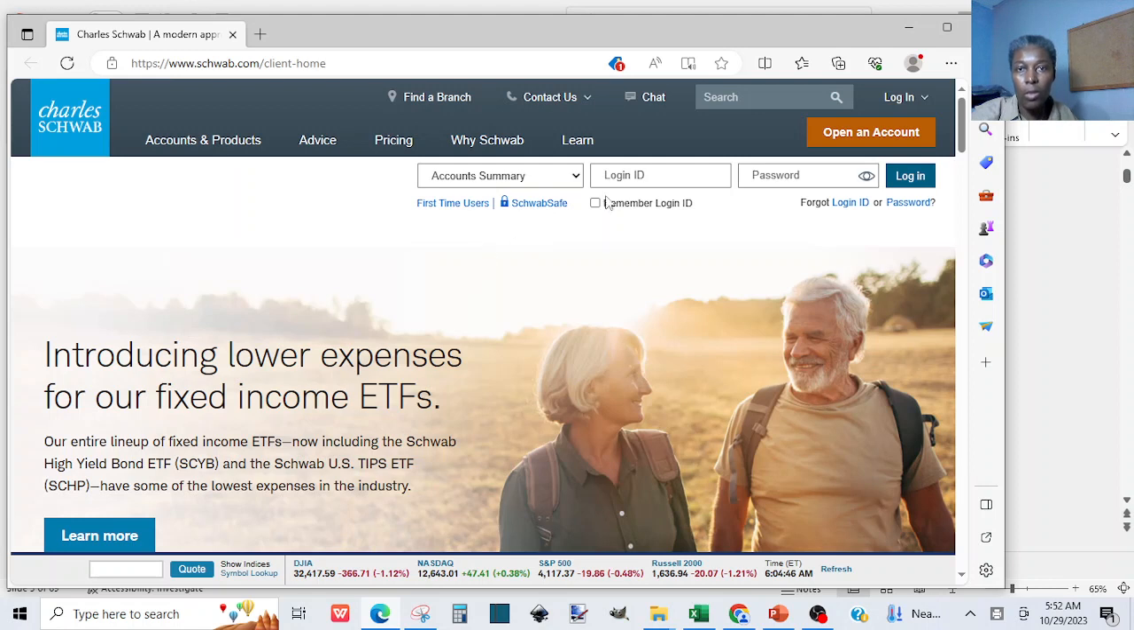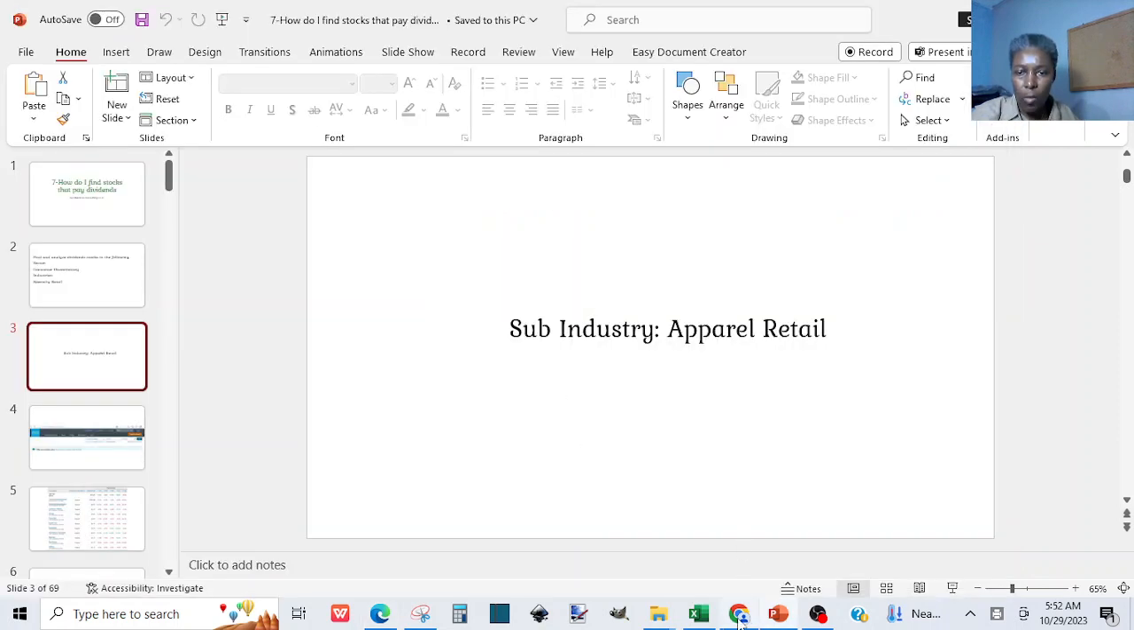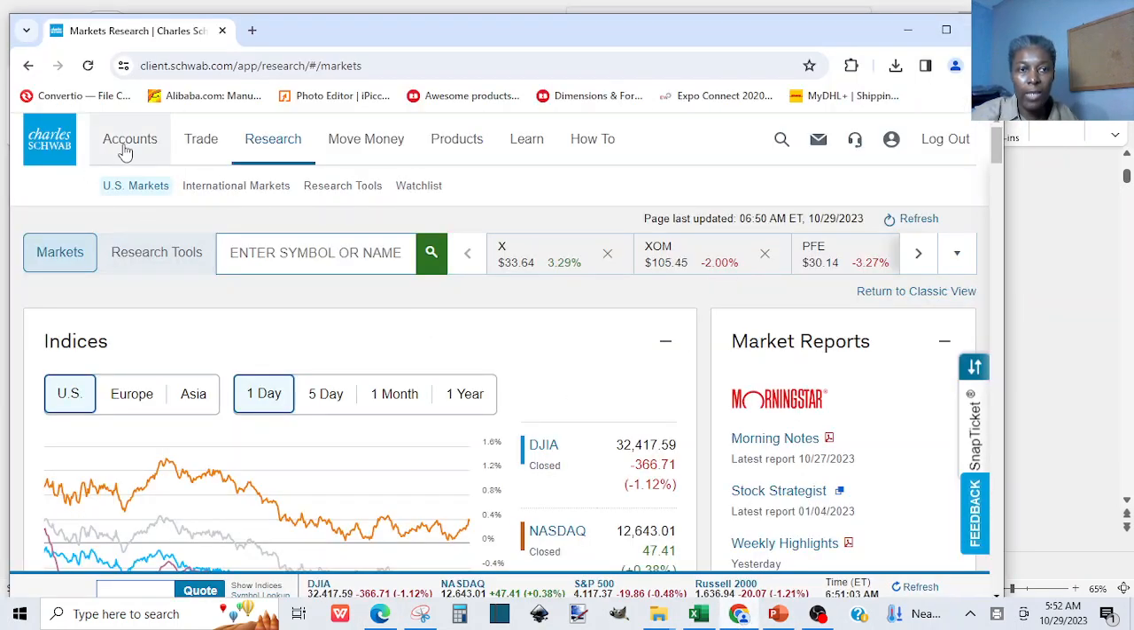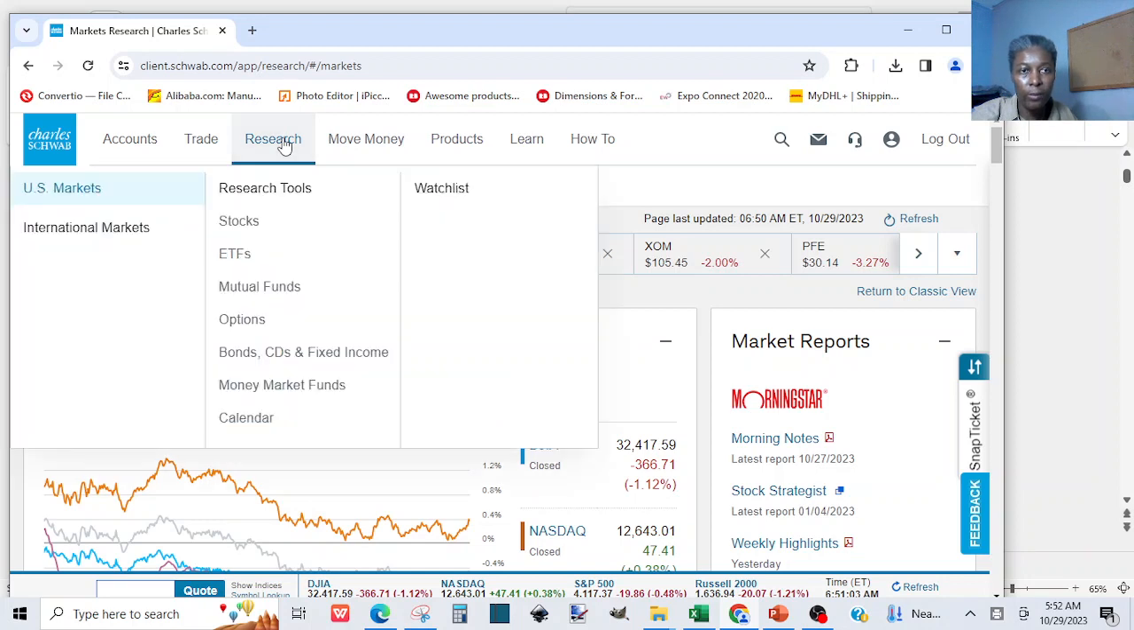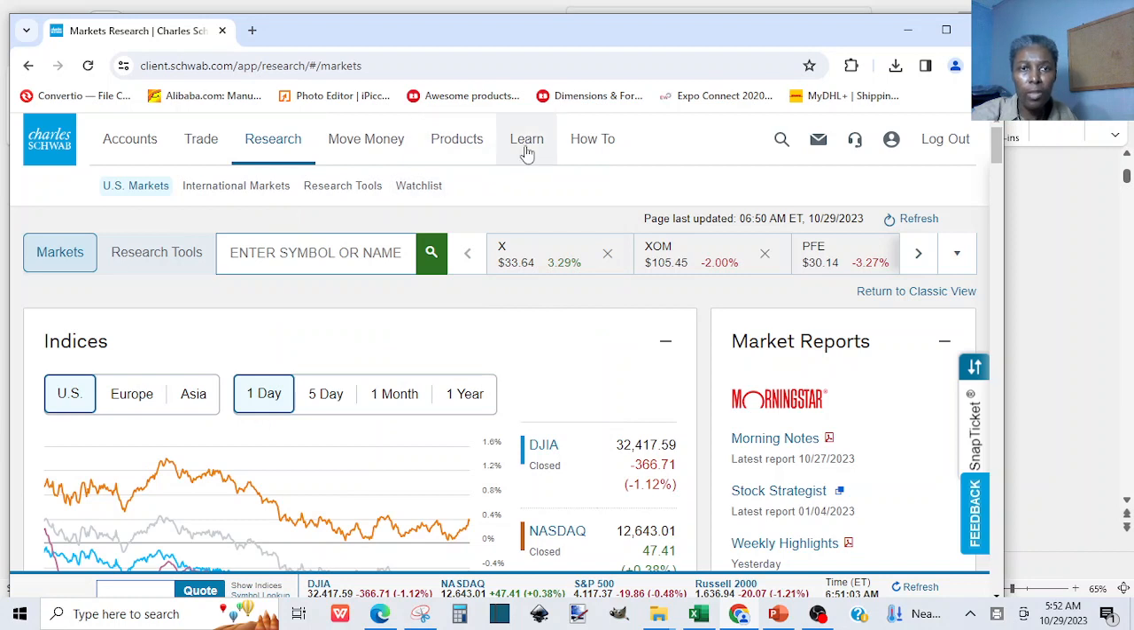So if you have a Charles Schwab account, you are going to log into your Charles Schwab account. When you log in, by default you will be under account summary. From there you will click on research and you will click on US market. When you do that, chances are it might give you the option to return to classic view. If you have that option, you might click on it.